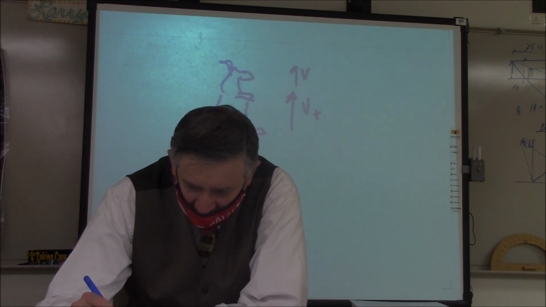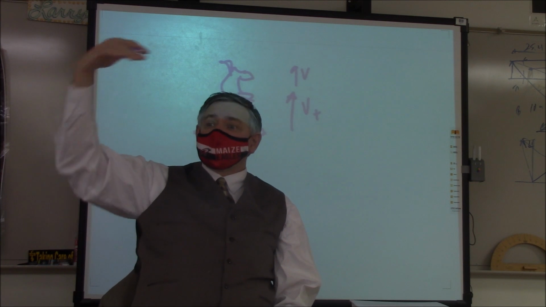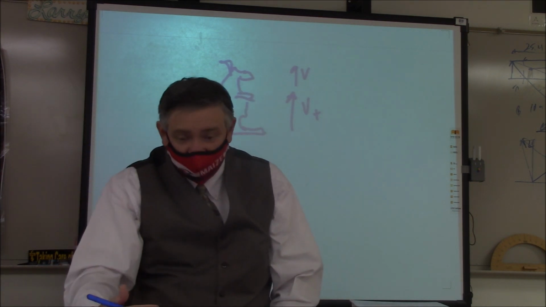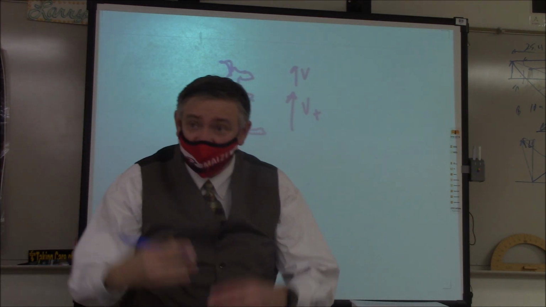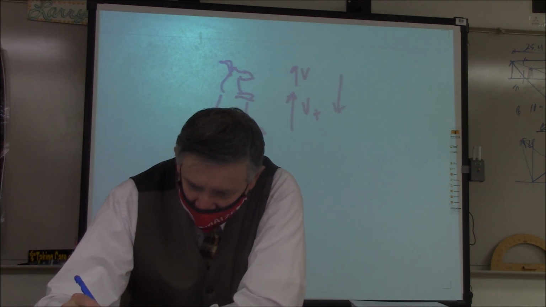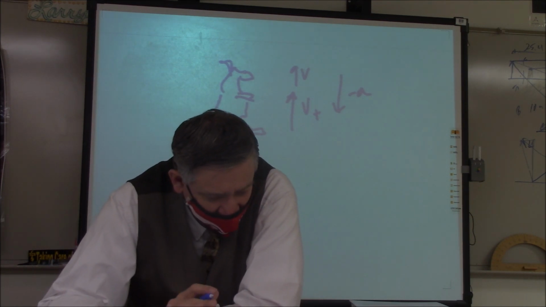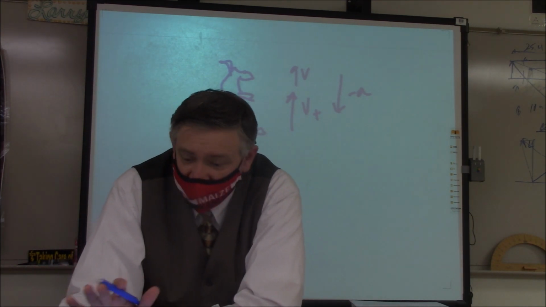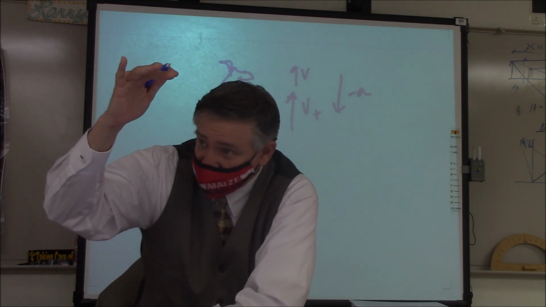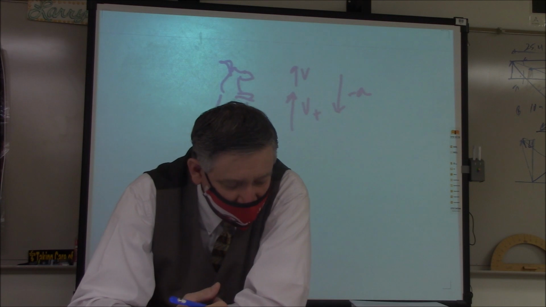As that kangaroo goes up, that velocity is going to become smaller. If your velocity vectors are becoming smaller, that means you're going to have an acceleration vector that points in the opposite direction. So in this case, I'm going to have some negative acceleration. That's all you have to have on 8A: a couple of velocity vectors pointing up that are getting smaller, and one acceleration vector pointing down.